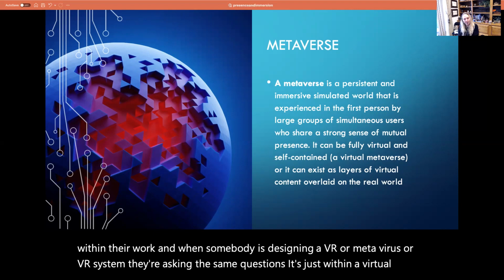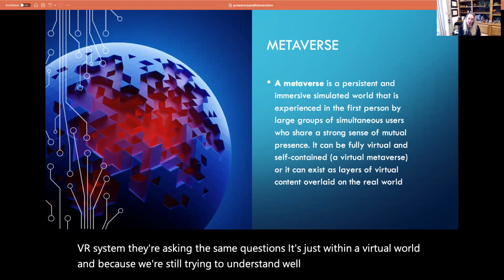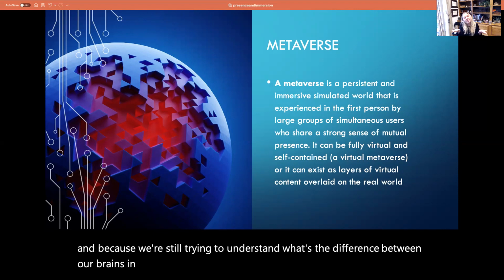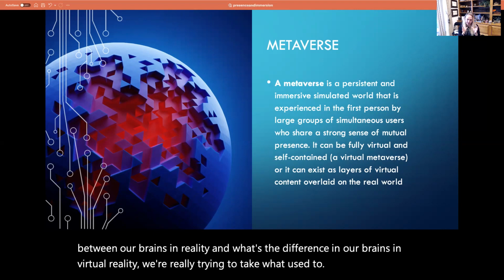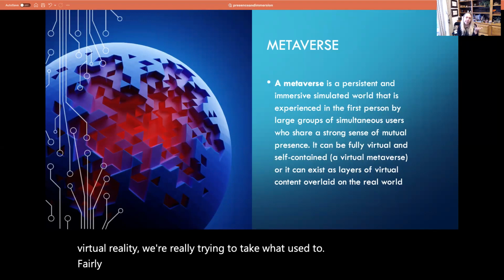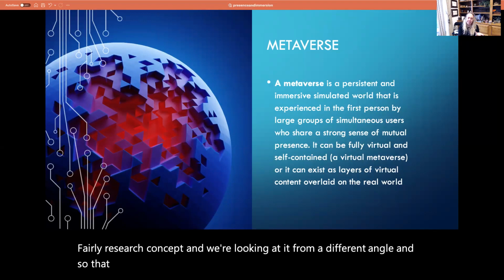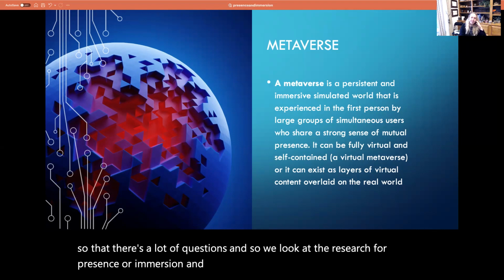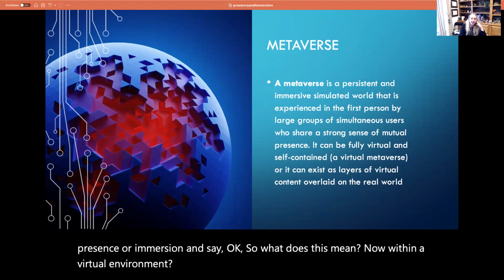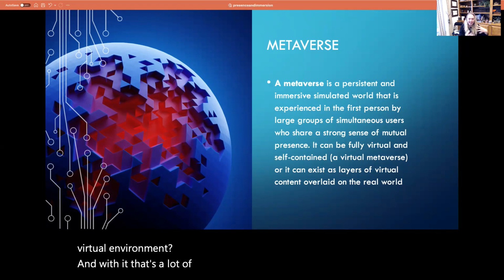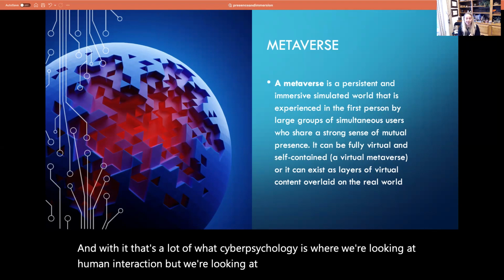Because we're still trying to understand the difference between our brains in reality and our brains in virtual reality, we're taking what used to be a fairly well-researched concept and looking at it from a different angle. So there are a lot of questions. We look at the research on presence or immersion and ask what this means now within a virtual environment. In a way, that's a lot of what cyber psychology is, where we're looking at human interaction within the context of technology.